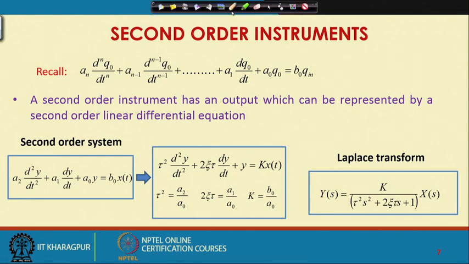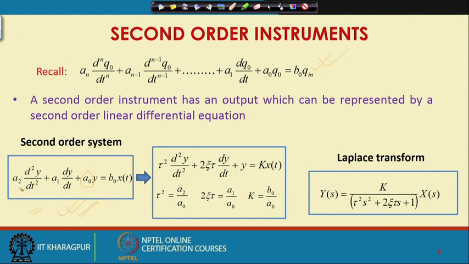So, if I retain up to second order terms, I get this ordinary differential equation from this general nth order ordinary differential equation. So, this represents a general mathematical model for a second order instrument. As we have done previously, let us divide this equation throughout by the coefficient of the zeroth order term.